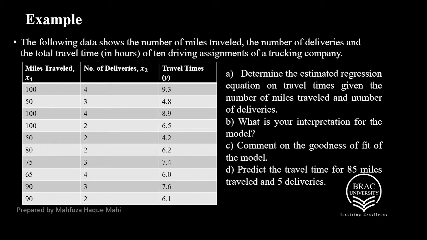Now we have to determine an estimated regression equation on travel times given the number of miles traveled and number of deliveries. So here the dependent variable is travel times and the independent variables are number of miles traveled and number of deliveries. After fitting the regression equation, we have to interpret the model. Then we have to comment on the goodness of fit of the model, and finally we have to predict the travel time for some values of the number of miles traveled and deliveries.